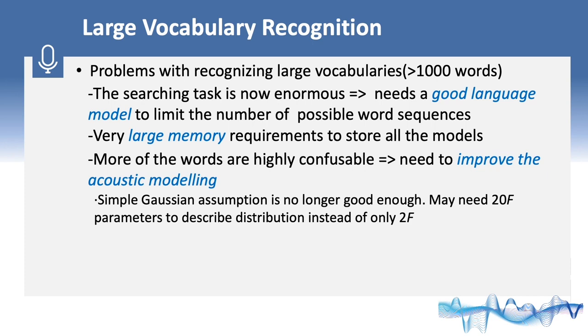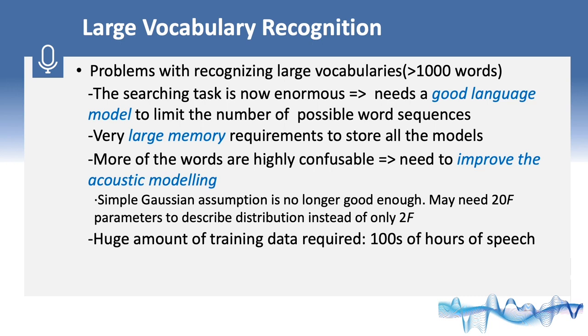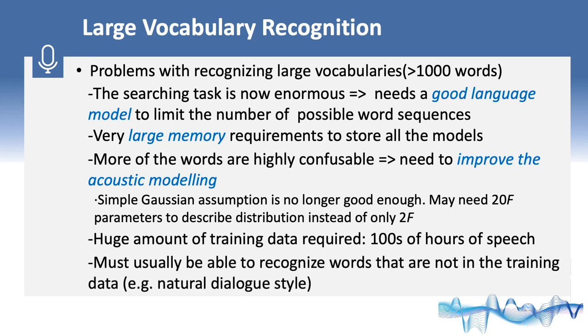Simple Gaussian assumption is no longer good enough. The GMM-based feature space expression may need 20 Gaussian functions' parameters to describe the distribution instead of only 2 functions. A huge amount of training data is required, hundreds of hours of speech. The recognition system must usually be able to recognize words that are not in the training data.